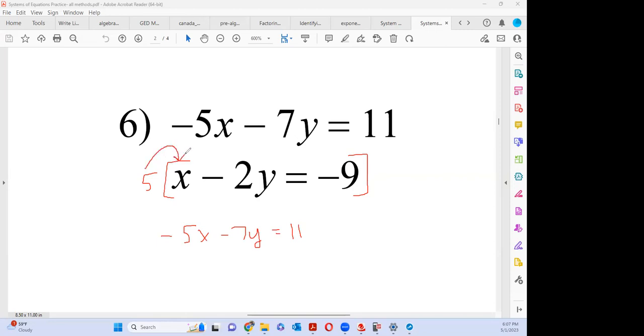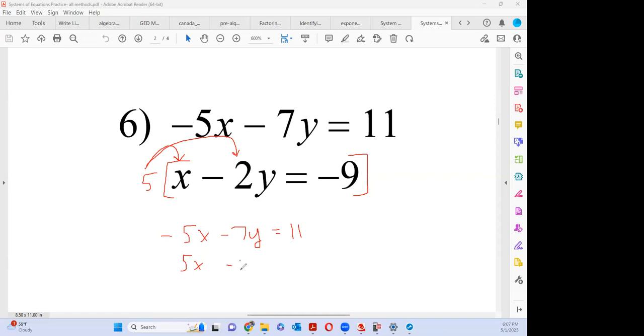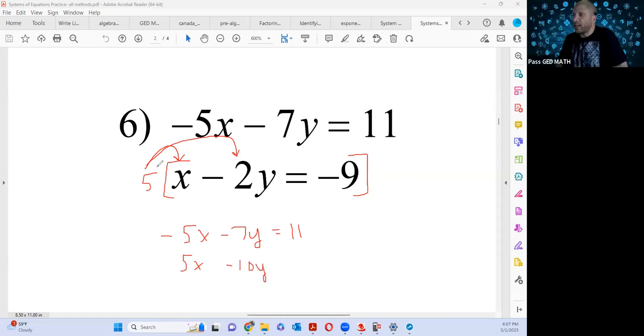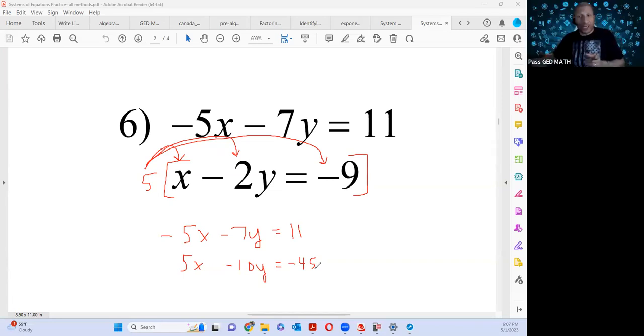So 5 times x is 5x. 5 times minus 2y is negative 10y. And then 5 times minus 9 is what? Negative 45. What you should notice is, again, you're trying to eliminate one of the variables. So we multiply that second equation by 5 so we can eliminate the x.